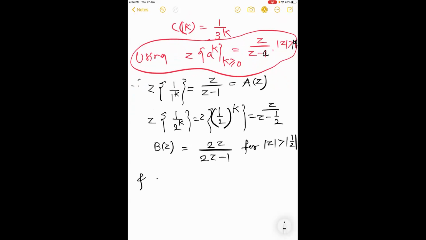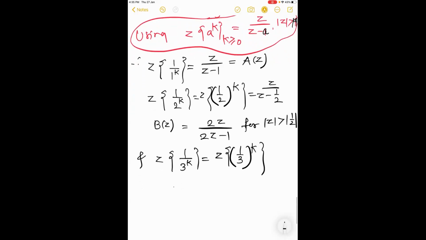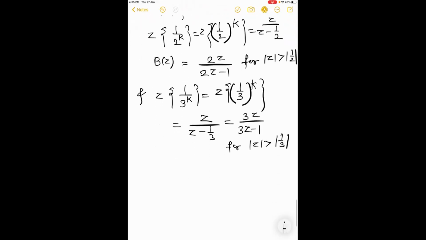And z transform of 1 upon 3 raised to k means z transform of 1 by 3 bracket raised to k. It's one and the same. That is z upon z minus 1 by 3. That is 3z upon 3z minus 1 for mod z greater than mod 1 by 3. It's the region of convergence.